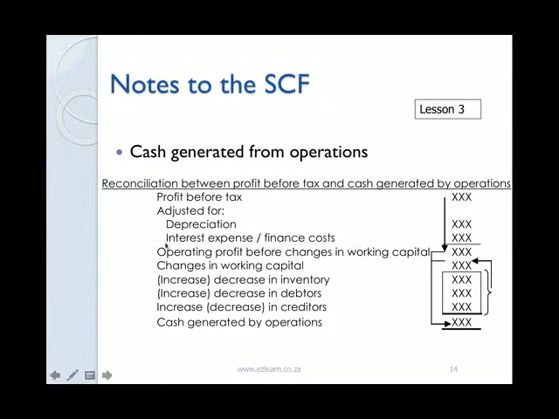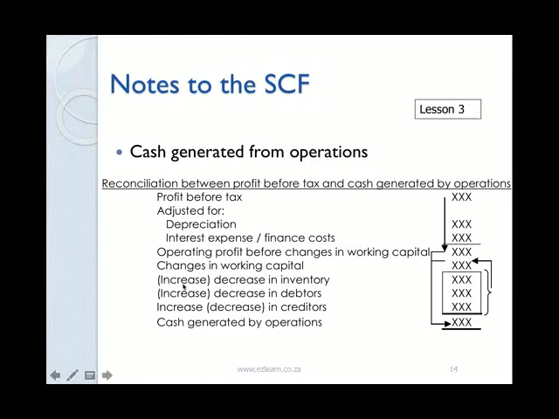Once we have taken our profit before tax and adjusted for depreciation as well as interest expense and finance costs, that will then give us our operating profit before changes in working capital. Then we need to take into account the changes on the statement of financial position for our current assets and current liabilities, in other words, our working capital. We will need to look at the changes in inventory, changes in debtors, and change in creditors. For these amounts, you will look at the statement of financial position and look at how they either increased or decreased between the beginning of the year and the end of the year.